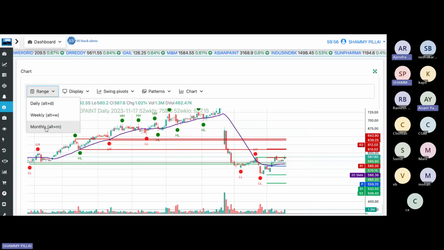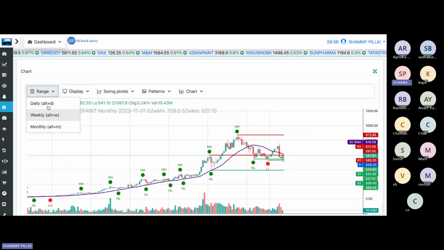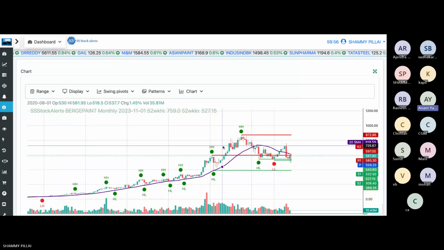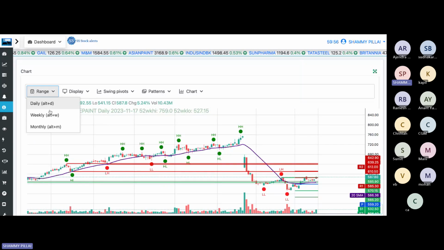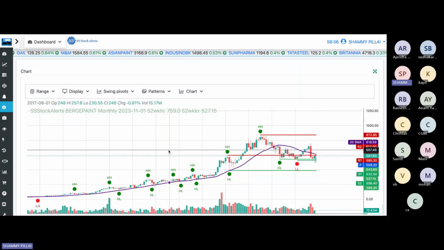So basically, look at this monthly chart. I always look at this monthly chart. You will get a clear picture. This will not give you a clear picture. This will give you a clear picture. Alt plus M.